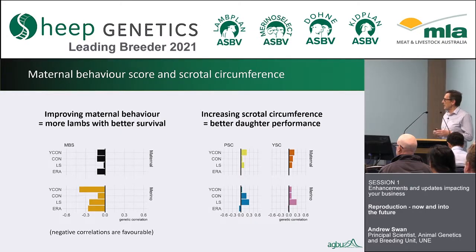Scrotal circumference in size is included in the analysis, and it has, as we've known for a long time, small positive correlations with female reproduction. So rams with better scrotal circumference lead to better daughter performance. That trait's actually reported out of the main analysis now. And at some time in the future, we could look at reporting it out of this reproduction analysis, where it itself would be gaining information from the female side of the reproduction. So that would be a good thing to do as well.